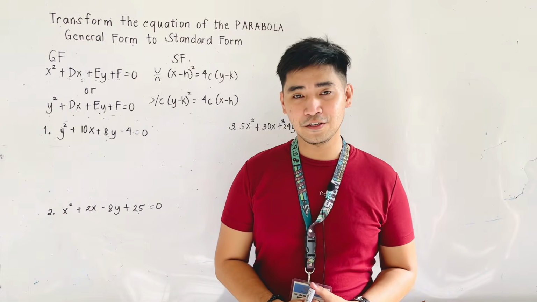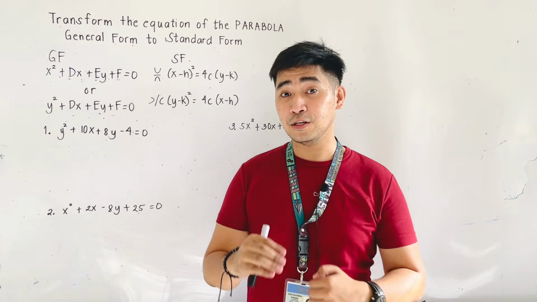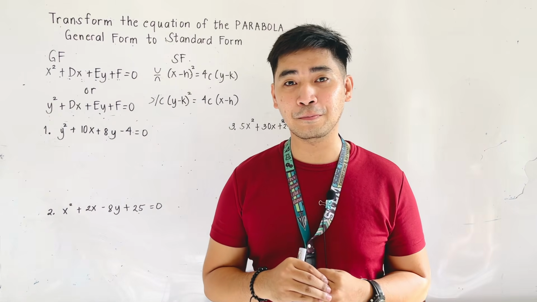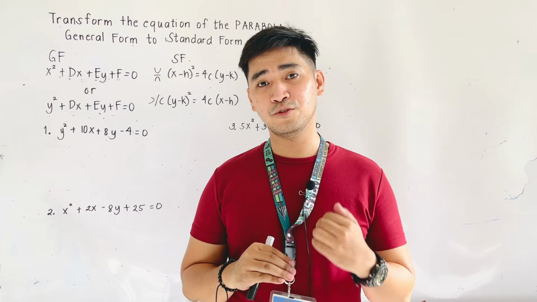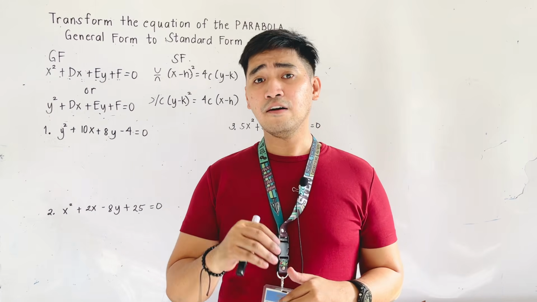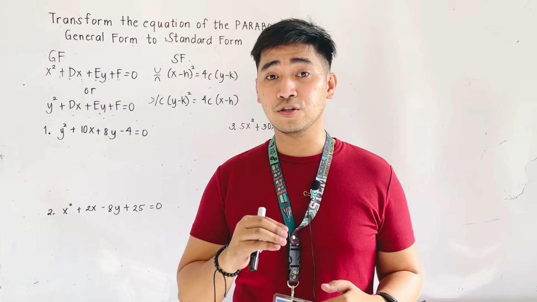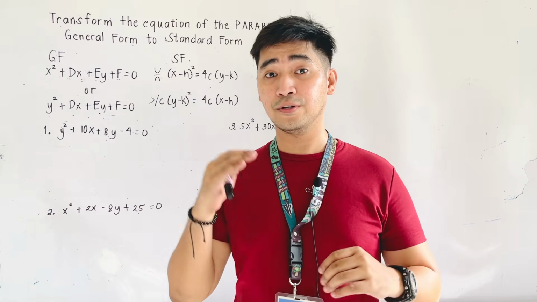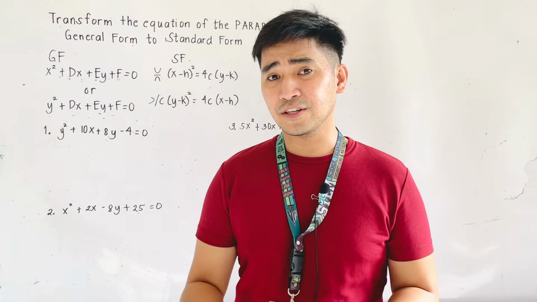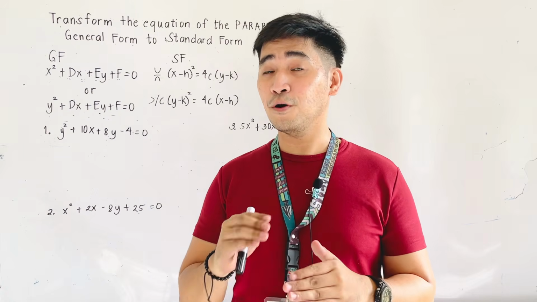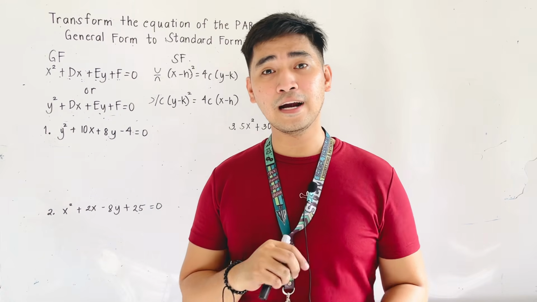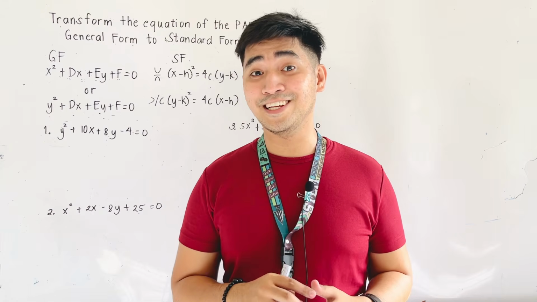And for today's video lesson, we will transform an equation of the parabola from general form to standard form. But before we discuss the transformation from general to standard, we have to know that when an equation is given in terms of x squared and y squared, unlike circles, where both variables are being squared, in a parabola only one variable is being squared.